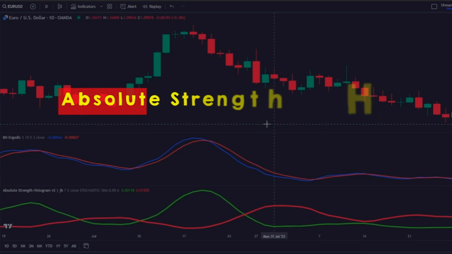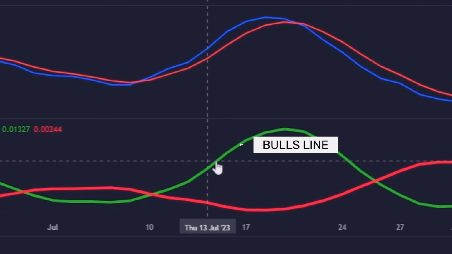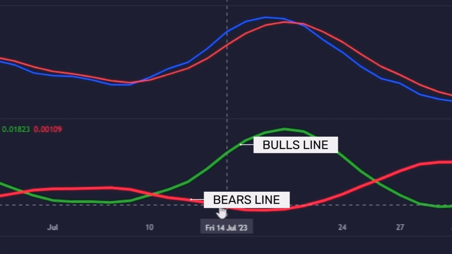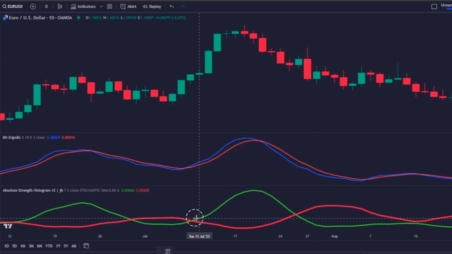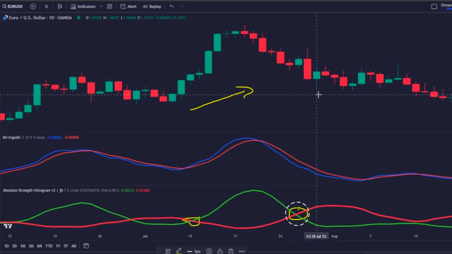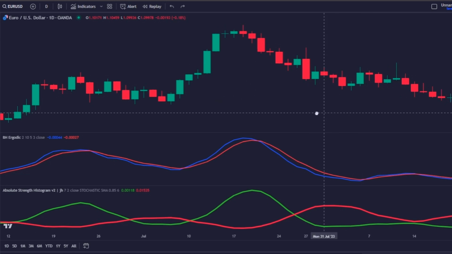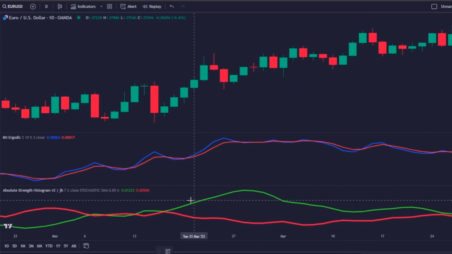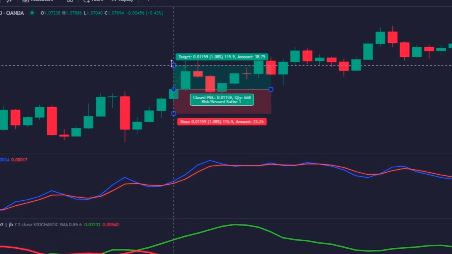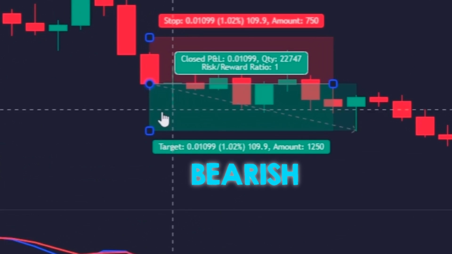This indicator is used to measure the strength of a trend, representing the difference between two moving averages, called the bull's line, in this case the green one, and the bear's line, the red one. When the green line is above the red one, it means the overall market's momentum is bullish, and when the red line is above the green one, it means the market's momentum is bearish. And in this way, you will only take long signals from the BH Ergodic if this indicator shows a bullish momentum, and short signals if the momentum is bearish.